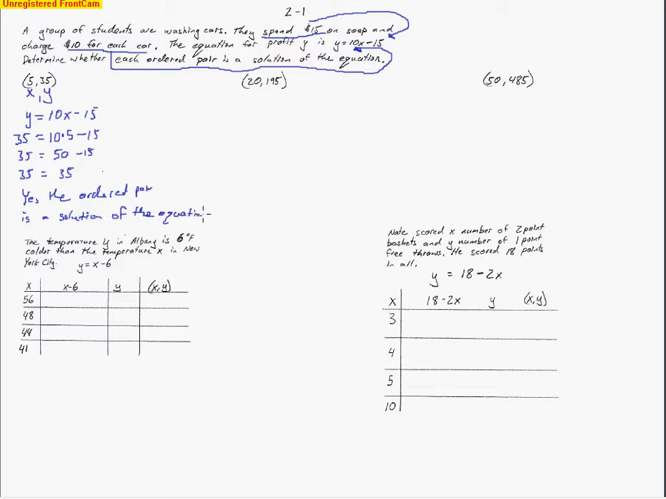Let's take a look at the next one. It's very similar, just different numbers. Again, the first number is always your x value, the second number is your y value. So we're just going to substitute it into the equation. y equals 10x minus 15. In place of y, I'm going to put the 195, because that's what they're saying. That's how much money they're saying we'll get after 20 cars. So let's see if that's the case.